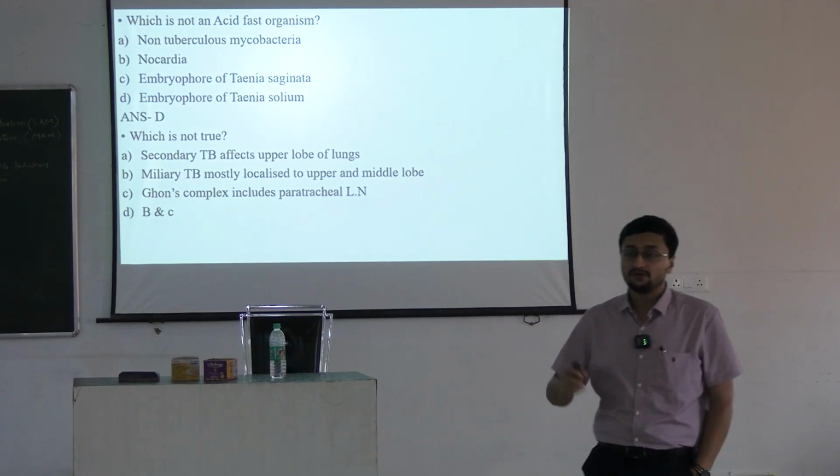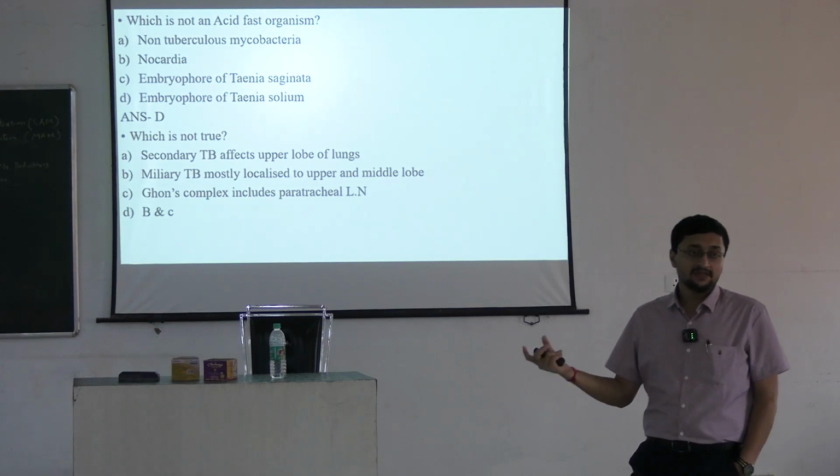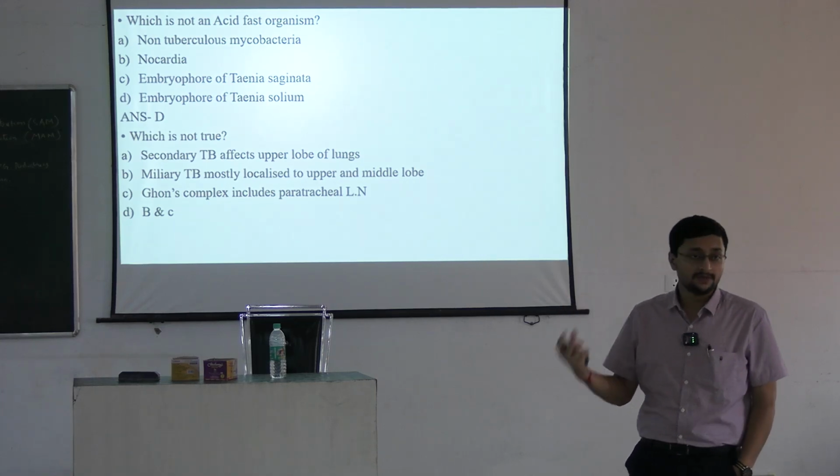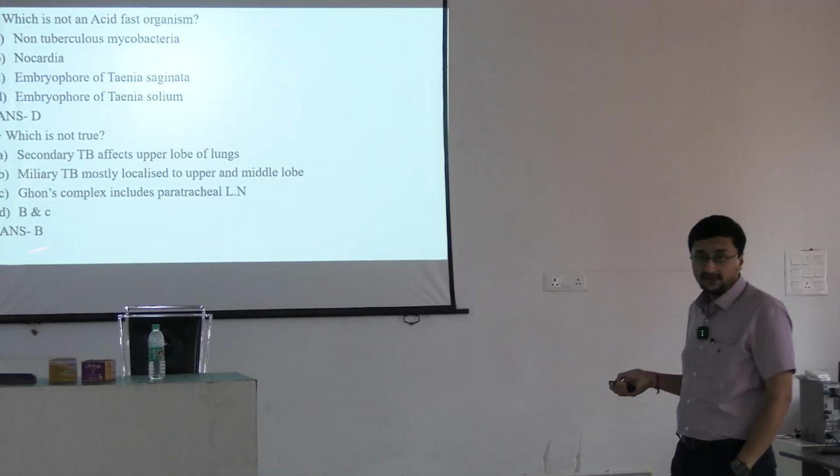So Ghon's focus is only the granuloma itself. So this is a granuloma, and granuloma plus lymph node, that means this is a Ghon's complex. So the not true is B, right?